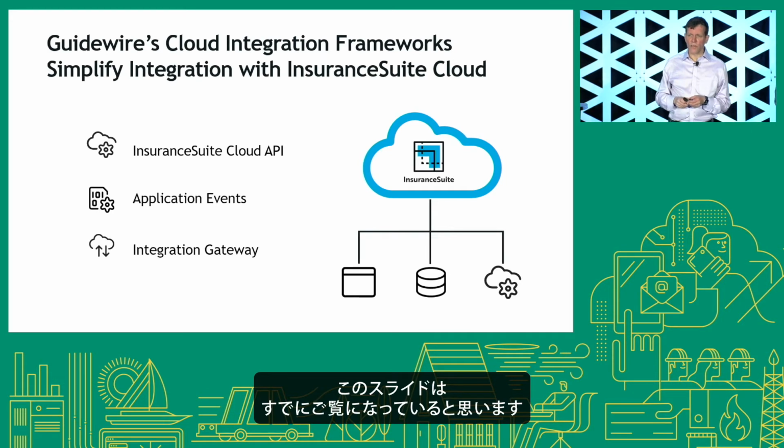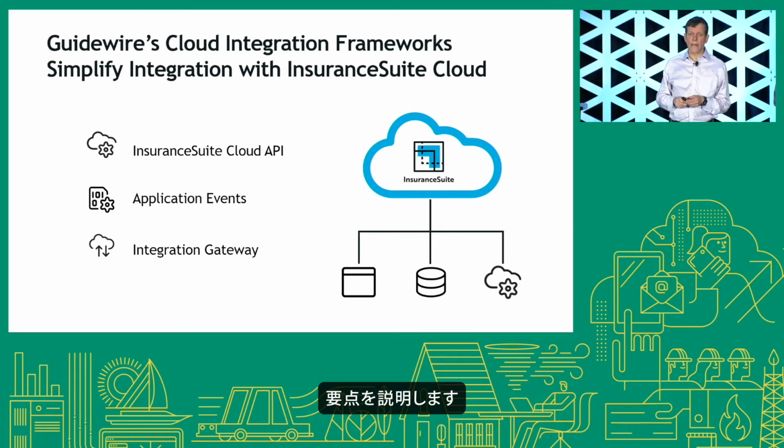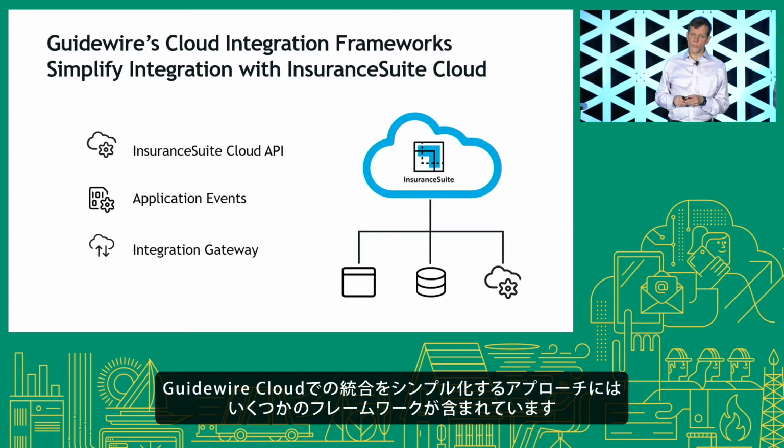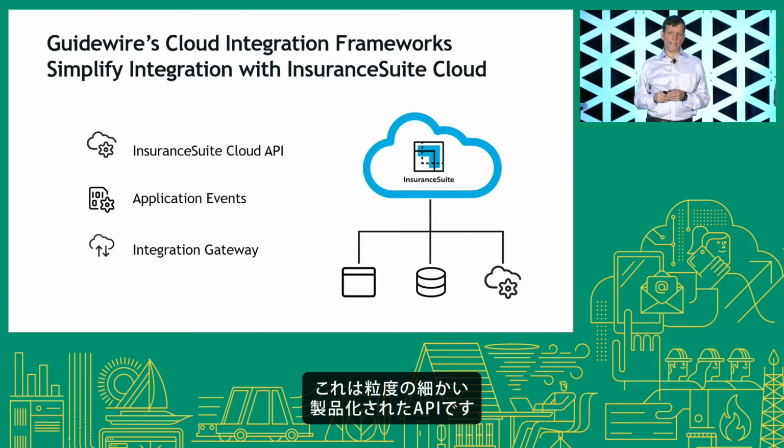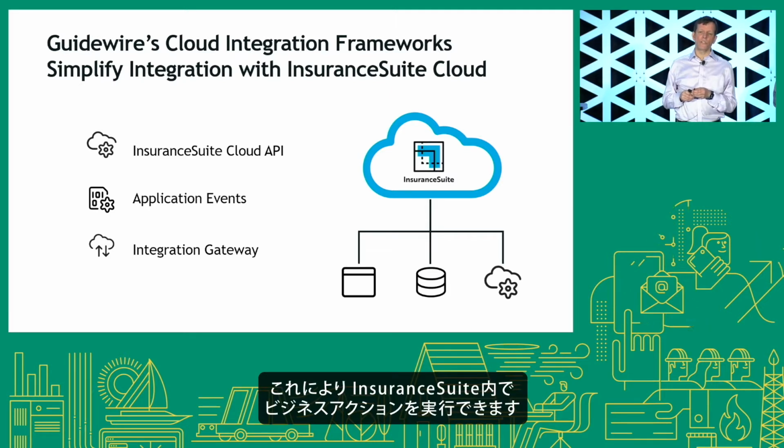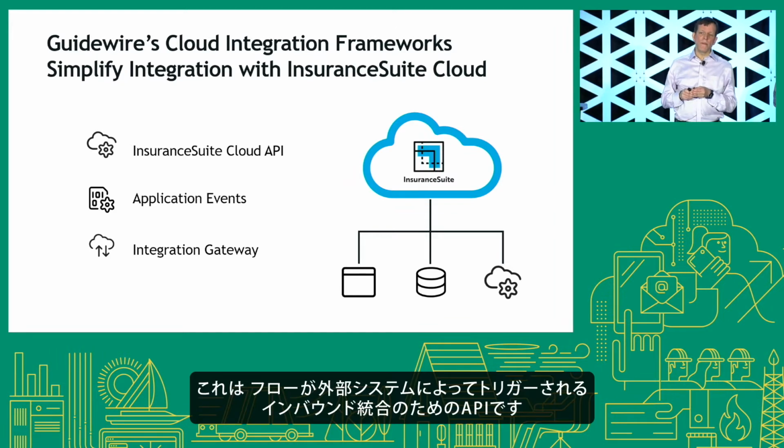So I'm sure over the last few days you've seen this slide. I'm just going to recap this. Our approach to simplifying integrations in Guidewire Cloud involves a number of different frameworks. The first framework is the InsuranceSuite Cloud API. It's a fine-grained, productized API, which allows you to do business actions in InsuranceSuite. So this is for inbound integration, where the flow is triggered from the external system.